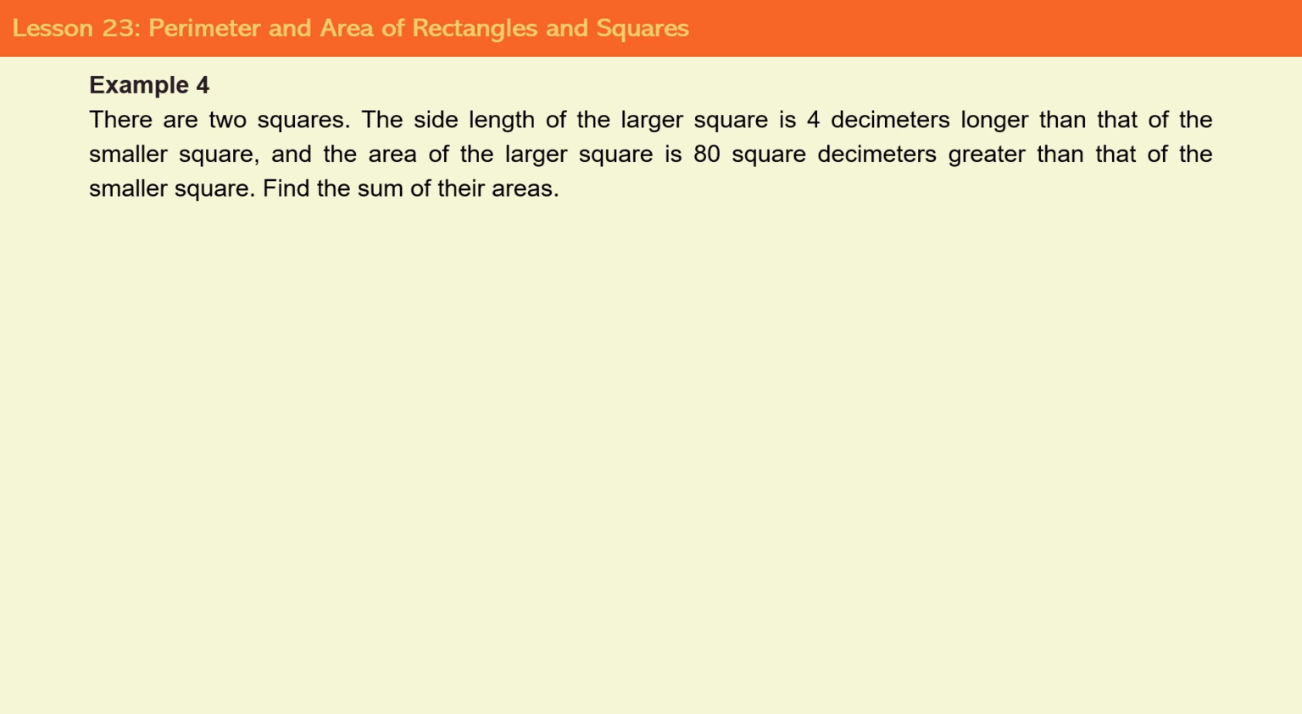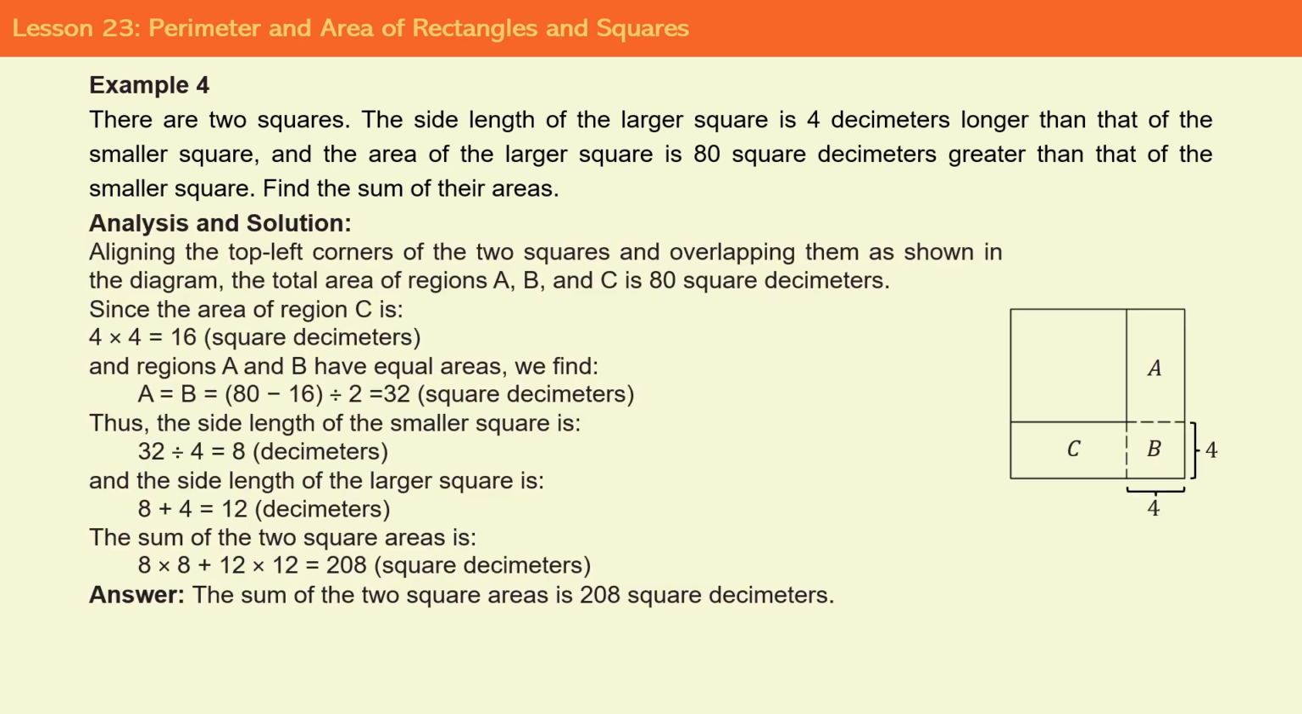Example 4. There are two squares. The side length of the larger square is 4 decimeters longer than that of the smaller square, and the area of the larger square is 80 square decimeters greater than that of the smaller square. Find the sum of their areas. Aligning the top left corners of the two squares and overlapping them as shown in the diagram, the total area of regions A, B, and C is 80 square decimeters.